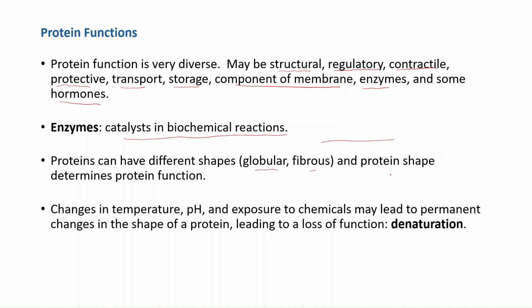And we say the protein shape determines the function. If the protein loses the shape, why do they lose the shape? Well, if you change the temperature, you change the pH, if you expose it to chemicals, you change the shape of the protein, it loses the function, and that process is called denaturation. Sometimes a protein can be renatured again. Most of the time, it's a permanent destruction.